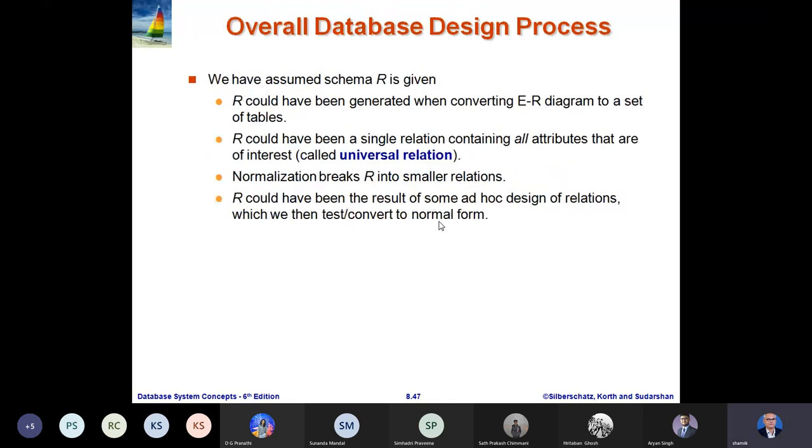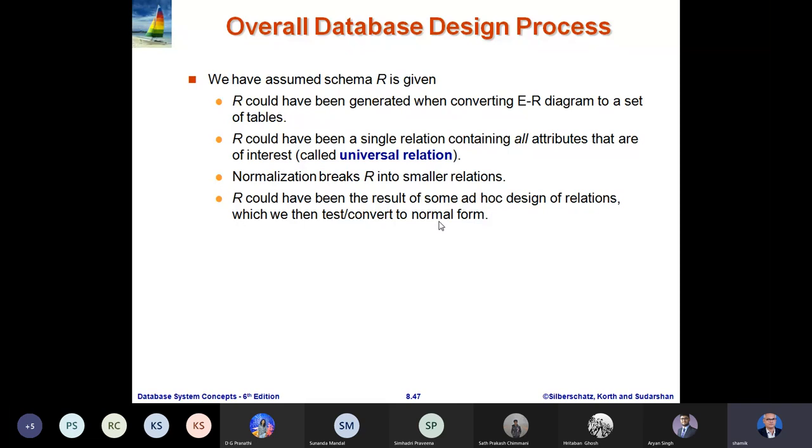So in the overall database design process, as I just mentioned, we have assumed the schema R is given. Now this is very important, and I will connect it to the next two slides. Here we are assuming the schema R is given. So R could have been generated when converting an E-R diagram to a set of tables. R could have been a single relation containing all attributes that are of interest, often called a universal relation.